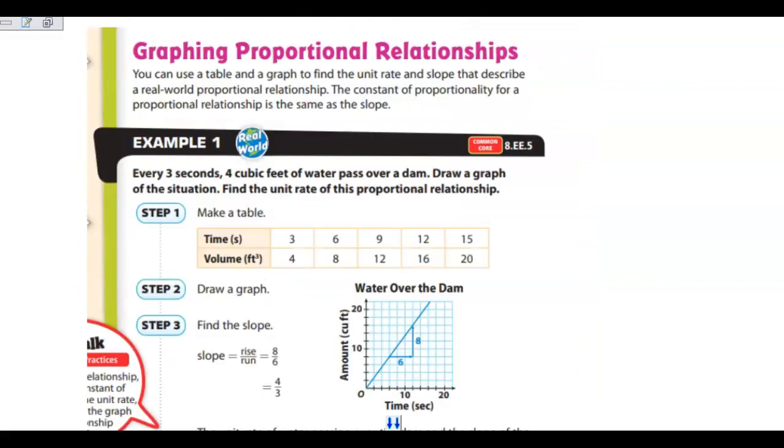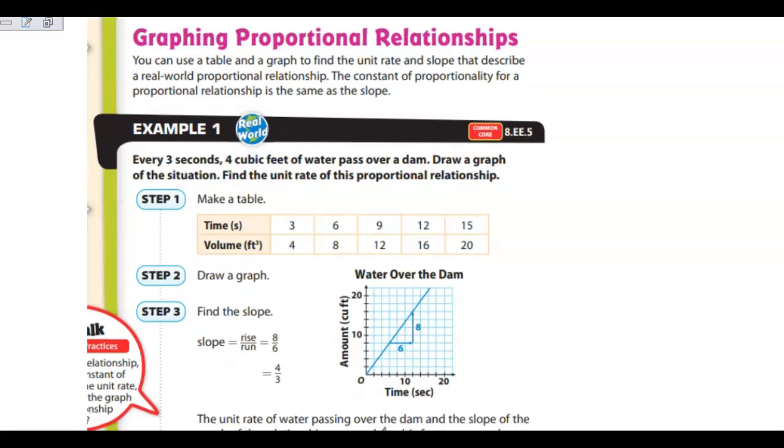We can use a table and a graph to find the unit rate and the slope that describes a real world proportional relationship. And the constant of proportionality for a proportional relationship is the same as the slope. So remember that the constant and the slope can be the same if it is a proportional relationship. Every 3 seconds, 4 cubic feet of water pass over a dam. Draw a graph of the situation. And then we're going to find the unit rate of the proportional relationship.